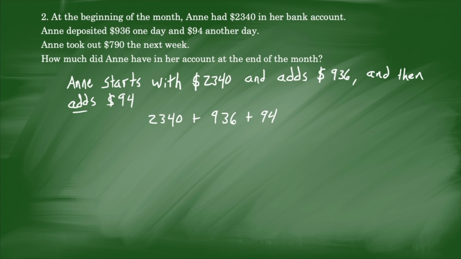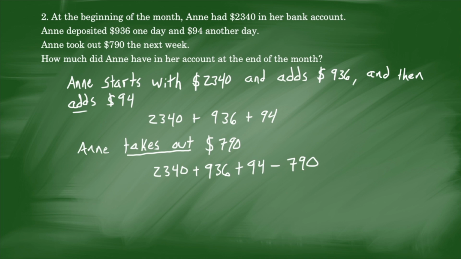Anne starts out with $2,340 and adds $936 and then adds $94. So, 2,340 plus 936 plus 94. And then takes out $790. So, we now have 2,340 plus 936 plus 94 minus 790. So, let's do the math again.